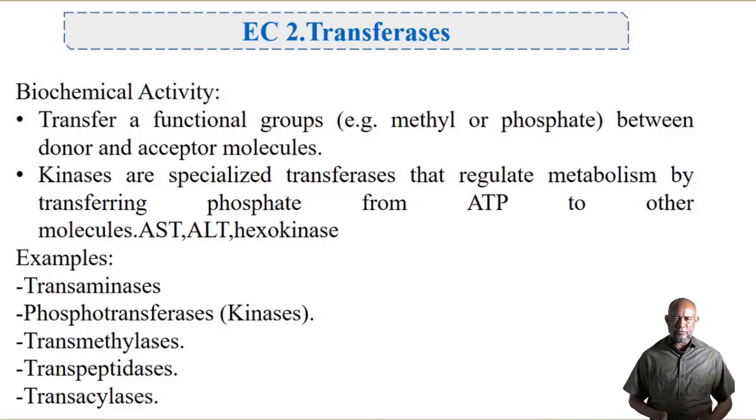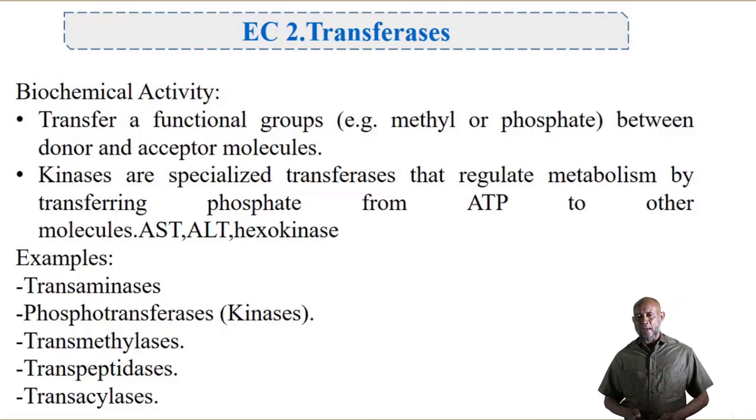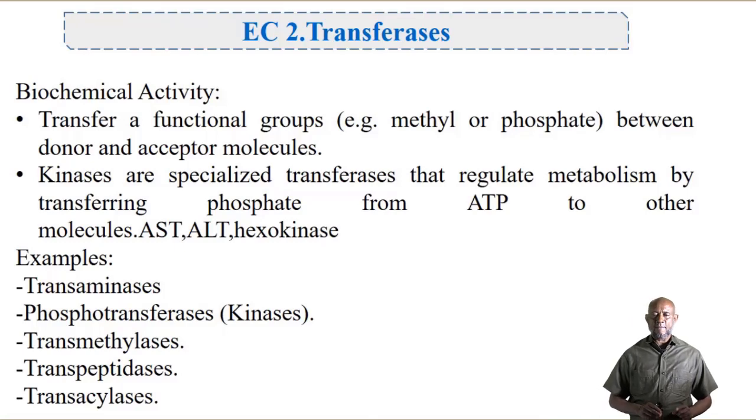The second group is said to be transferase. The biochemical activity for this group, the transferases, is simply to transfer a functional group, for example, methyl or phosphate, between donor and acceptor molecules. They transfer the functional group between donor and acceptor molecules. Kinases are specialized transferases that regulate metabolism by transferring phosphate from ATP to other molecules, okay? To other molecules.